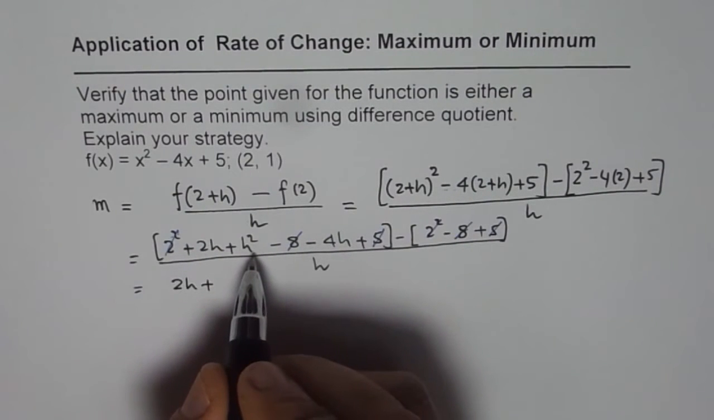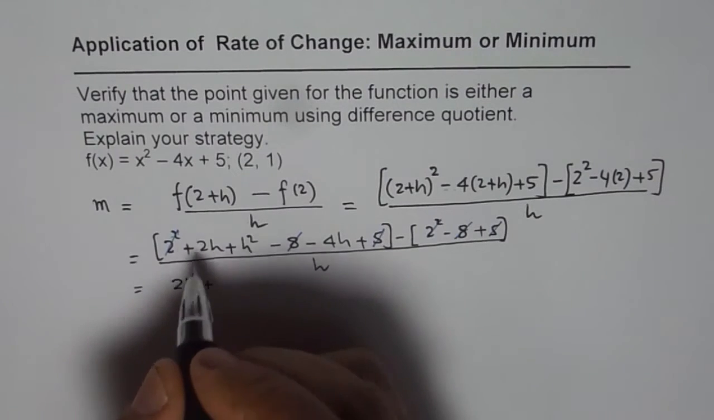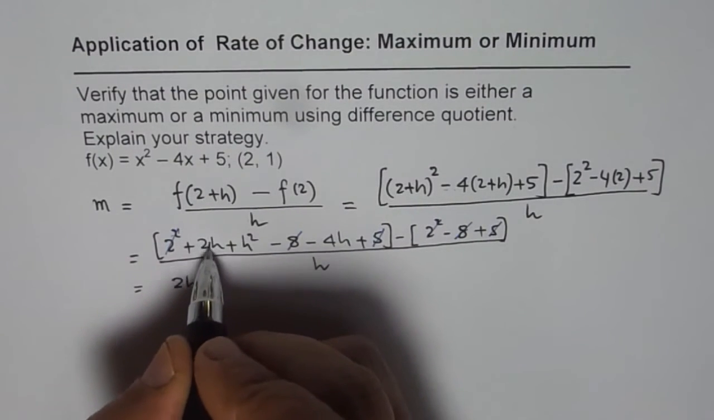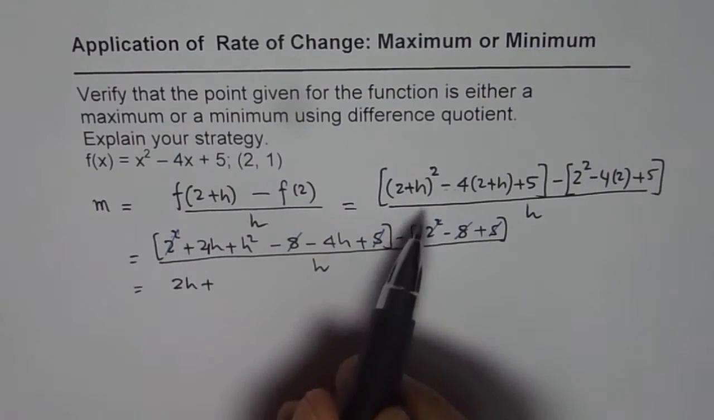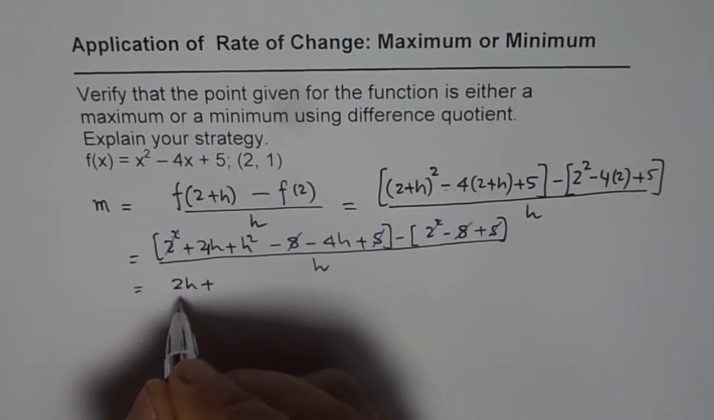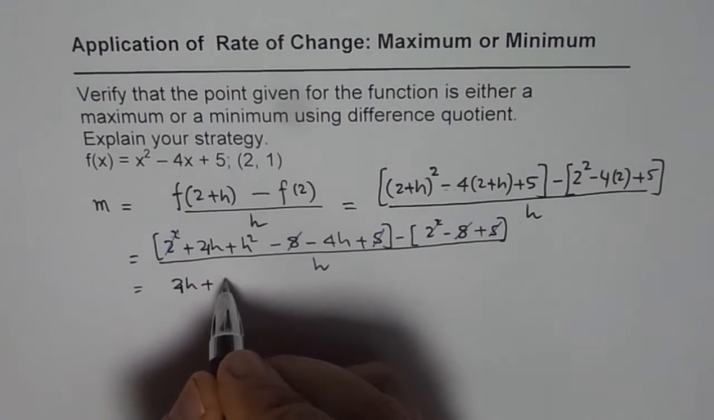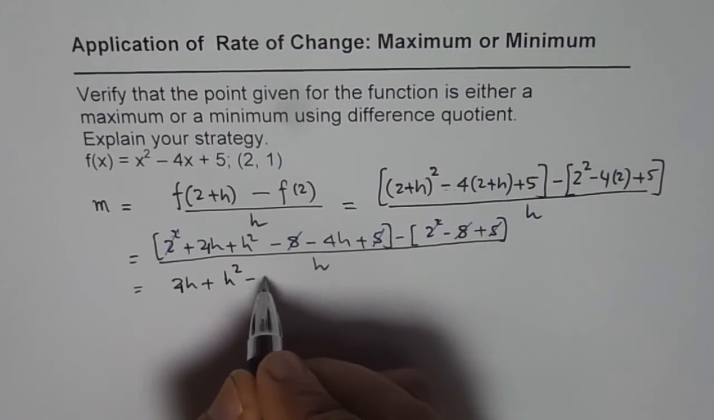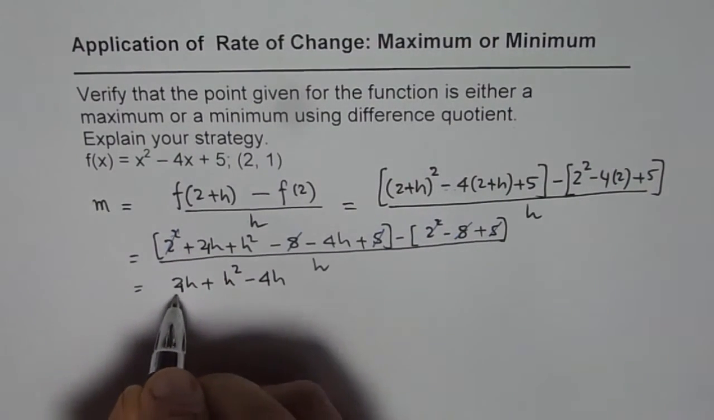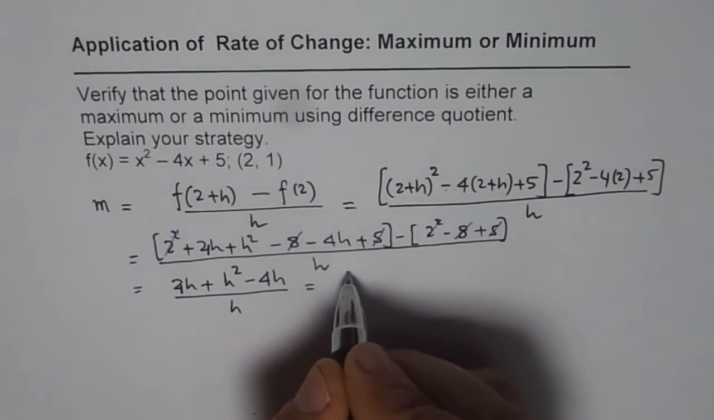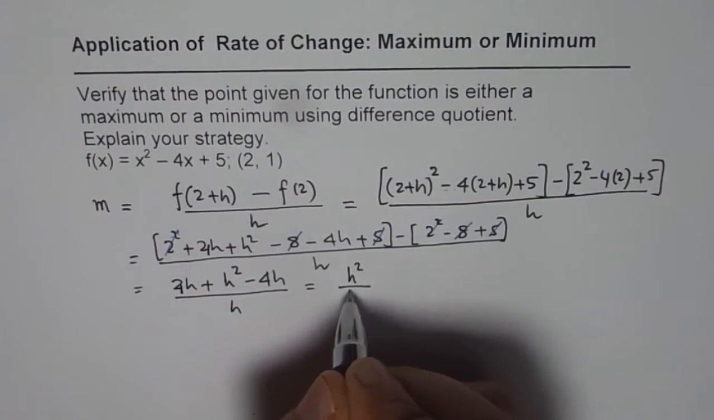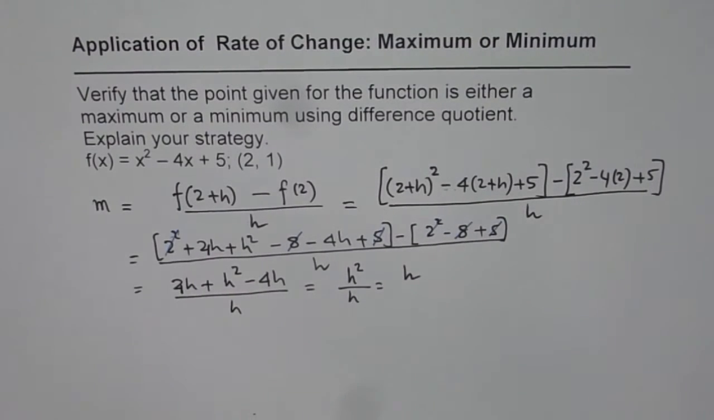Sorry, 2 times ab. (a plus b) whole square is what? a square plus 2ab, right? So it is 4 times h, not 2 times h, plus h square minus 4h over h. 4h minus 4h is 0, so we are left with h square over h, which is just h.